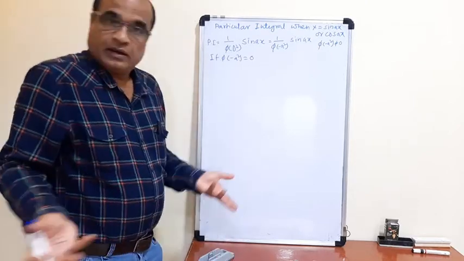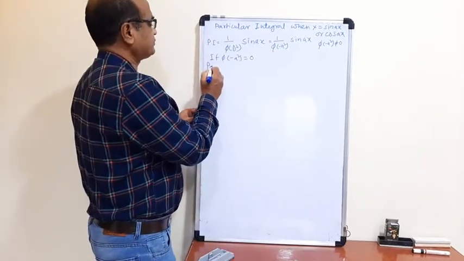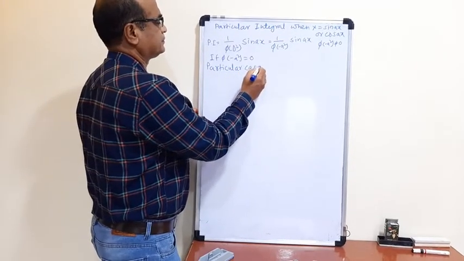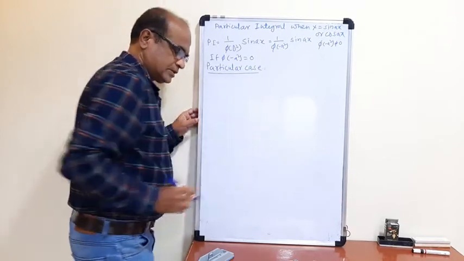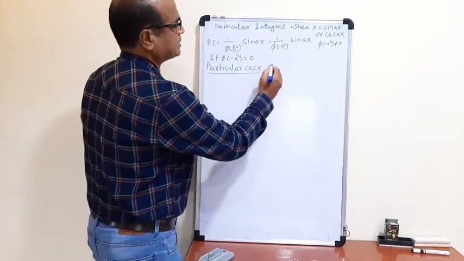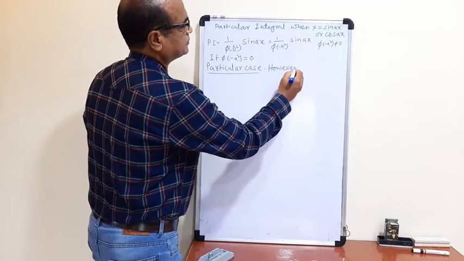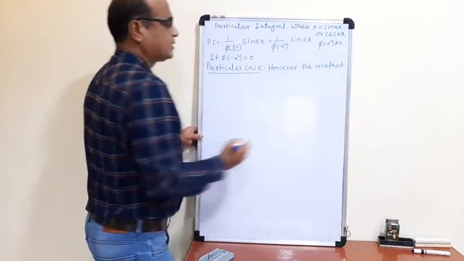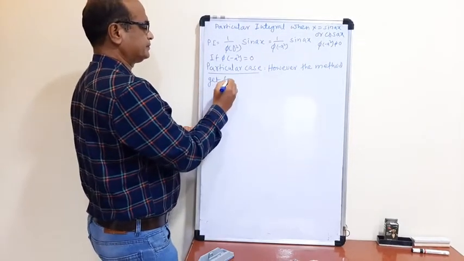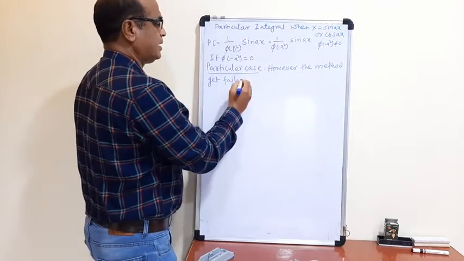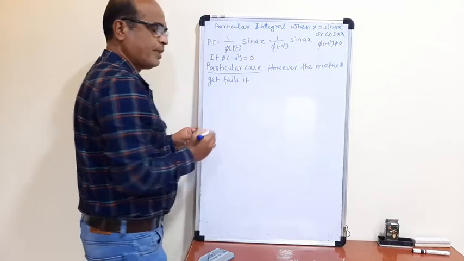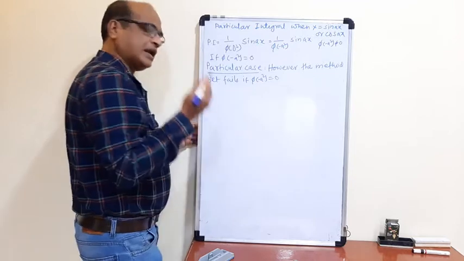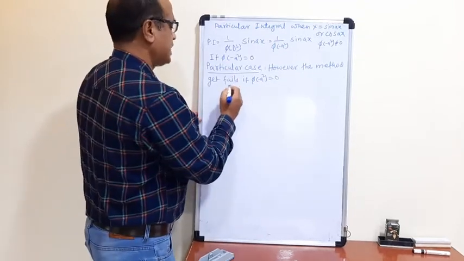So then what is the particular case? Particular case. If however the method fails, that is, if phi of minus a square is 0, that is how it happens.